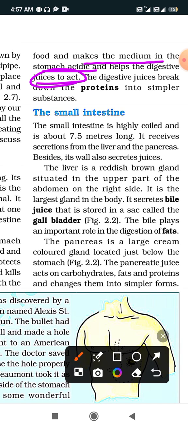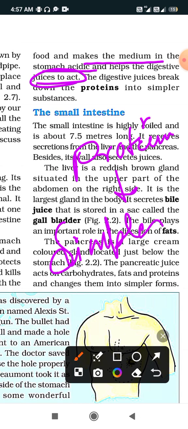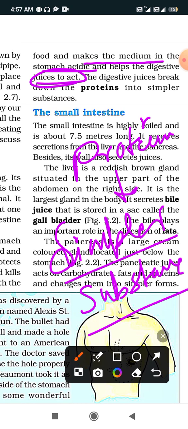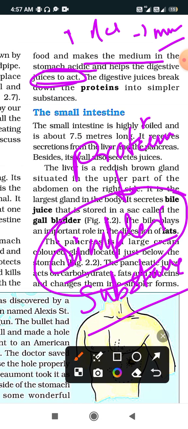So what is the role of digestive juices, student? It is used to break down the protein into simpler substances. Clear? So three substances are secreted in the stomach. First one is HCl, second is mucus, and third one is digestive juice. Digestive juice is used to convert protein into simpler substances.